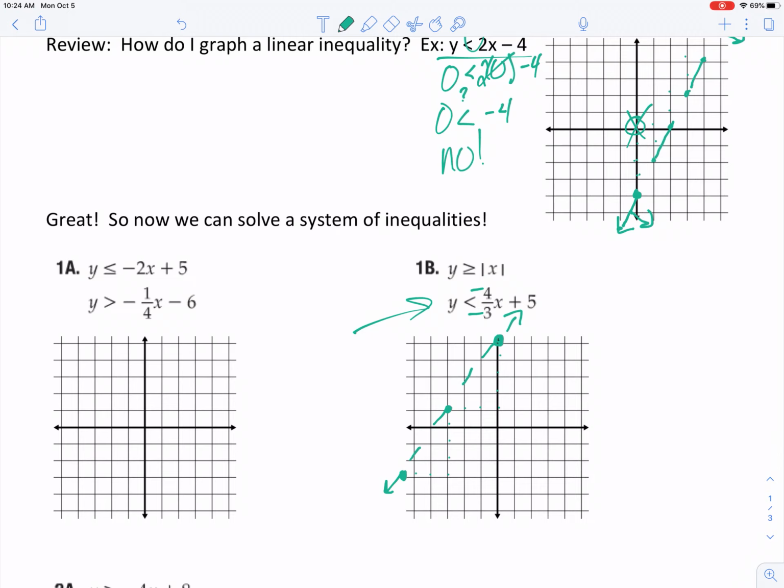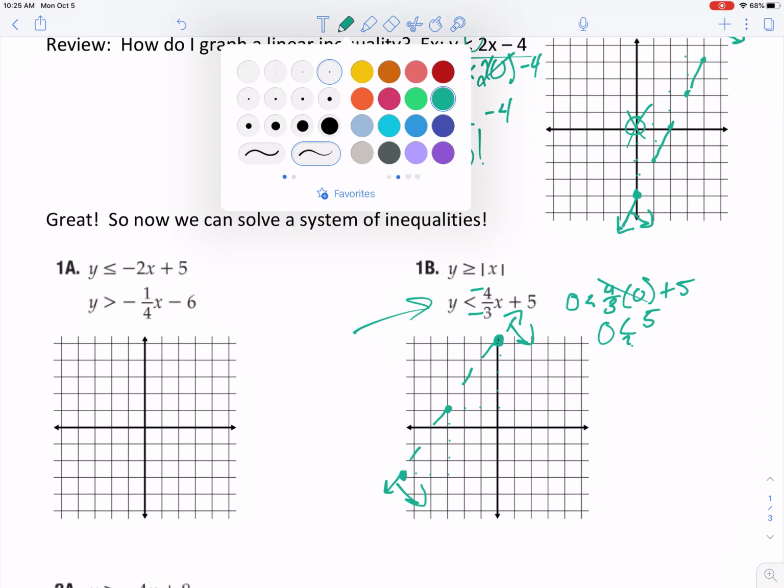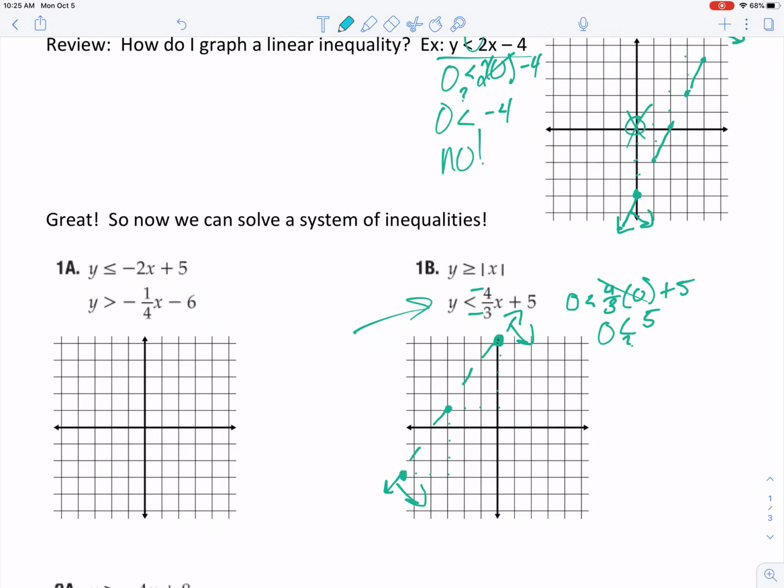And if I plug in 0, 0, 0 is less than 4/3 times 0 plus 5. Is 0 smaller than 5? Yes. So it's going to shade kind of right and down-ish. So now I'm going to go ahead and graph the absolute value, and maybe I'll do it in a different color so it's easier for me to see.